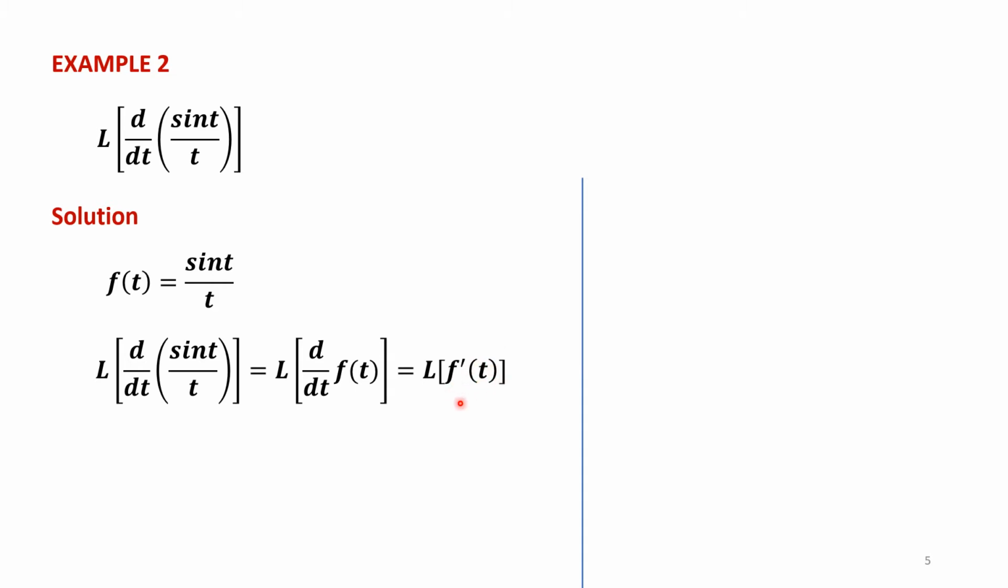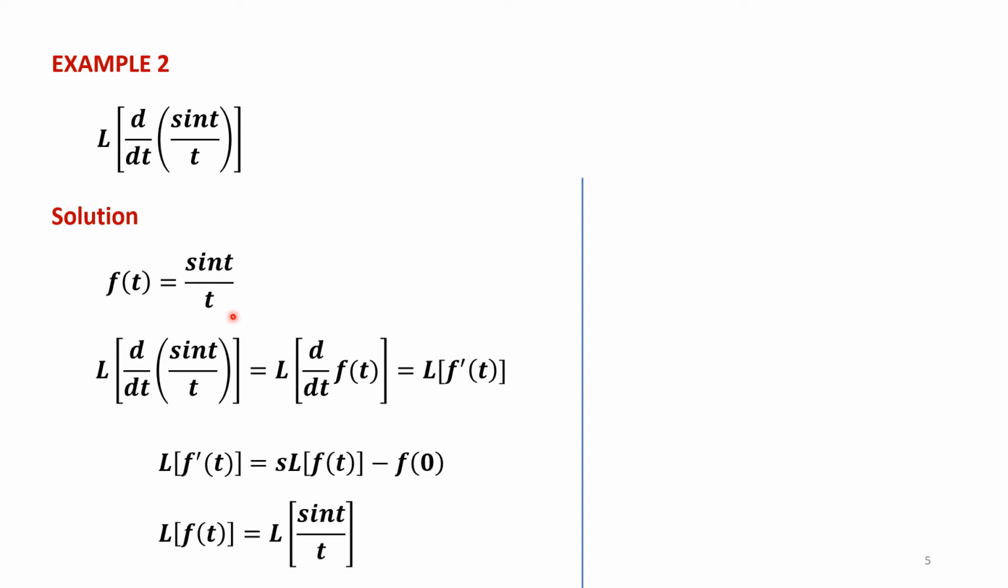But what is the formula for L of f dash of t? It is s into L of f of t minus f of 0. So we have to calculate the Laplace transform of f of t, where f of t is sin t by t. So we have to calculate L of sin t by t first.